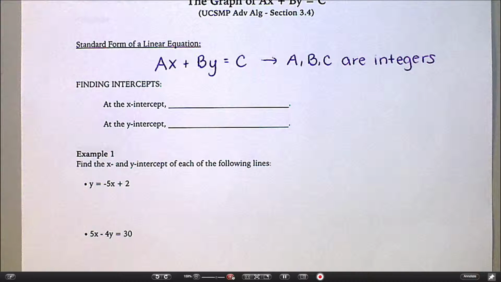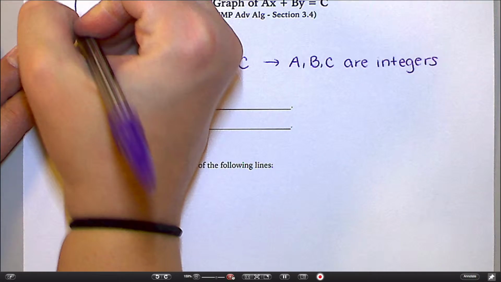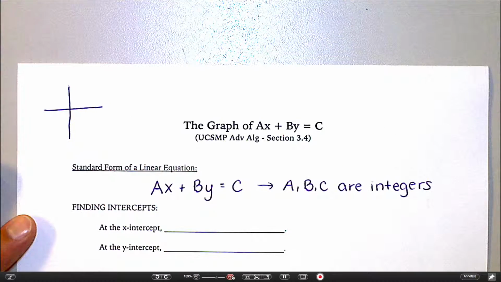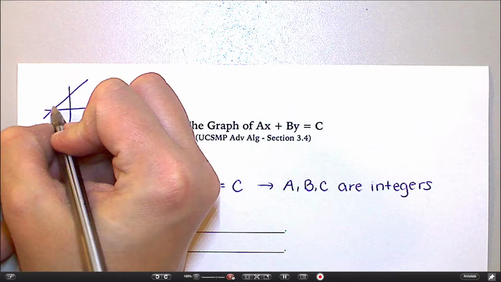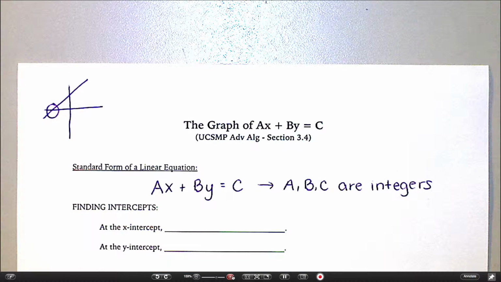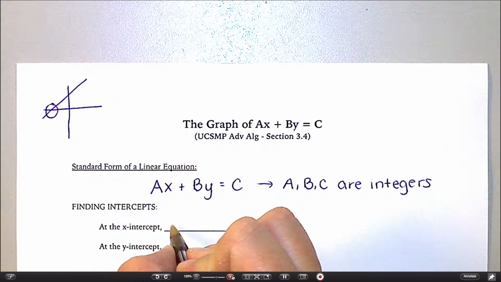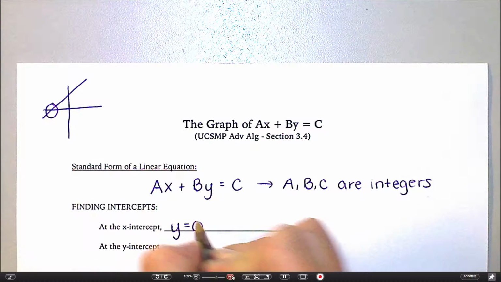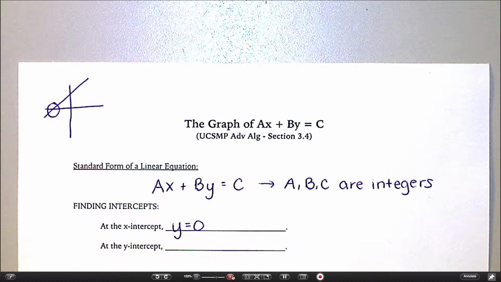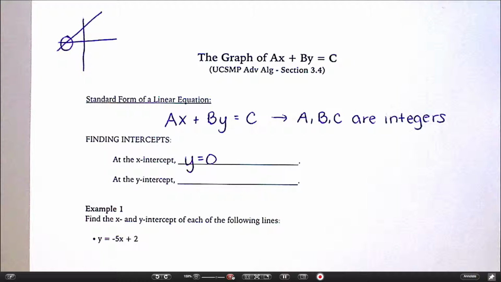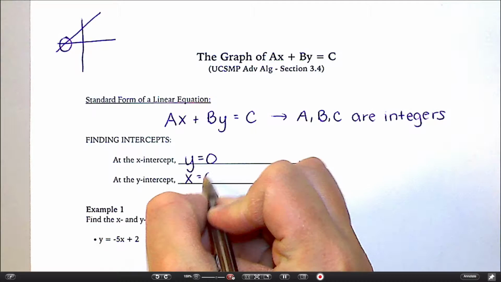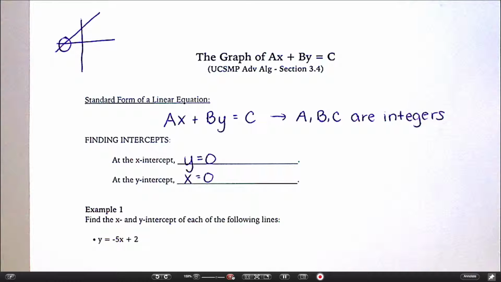Think about the x-intercept. Think about a line like this. Here's your x-intercept, and I want you to think about what you always know is true at that x-intercept, no matter where it's located. Y equals 0. The y value is 0, right? At the x-intercept, y is always equal to 0. Which means at the y-intercept, what do we know? X equals 0.